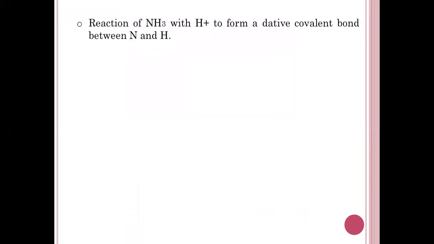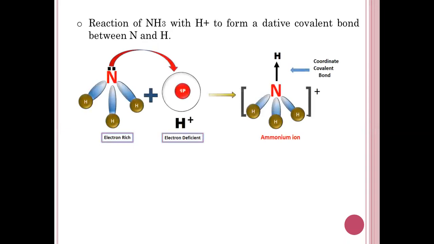The next example is the reaction of ammonia with the hydrogen ion, H plus, to form the dative covalent bond between the nitrogen and the hydrogen. This is a very clear diagrammatic formation. So what is happening here?